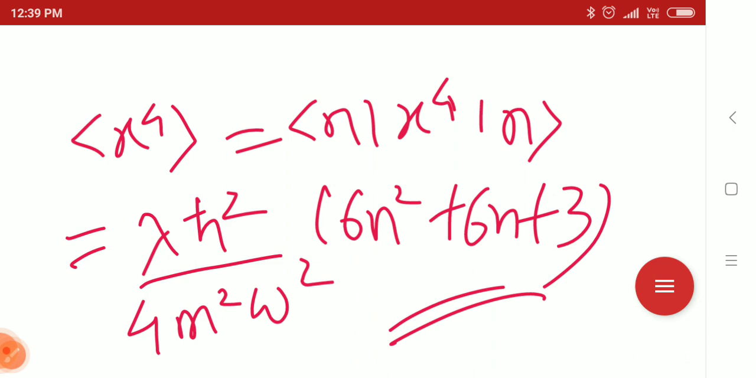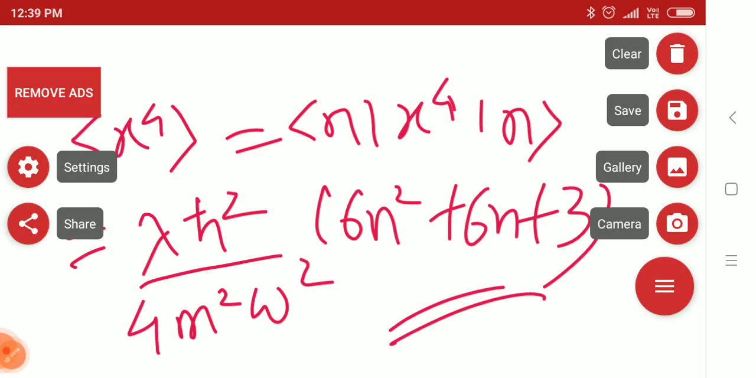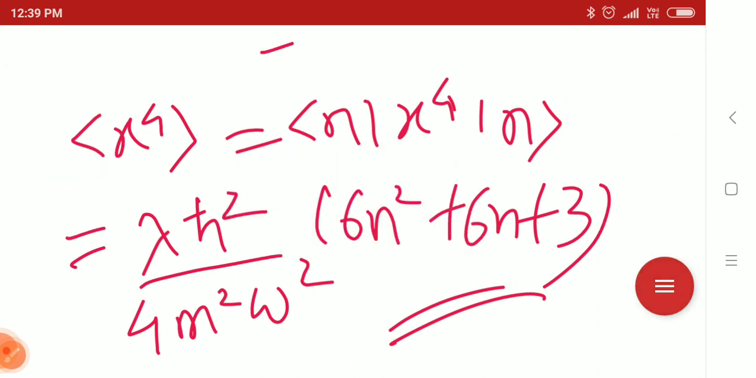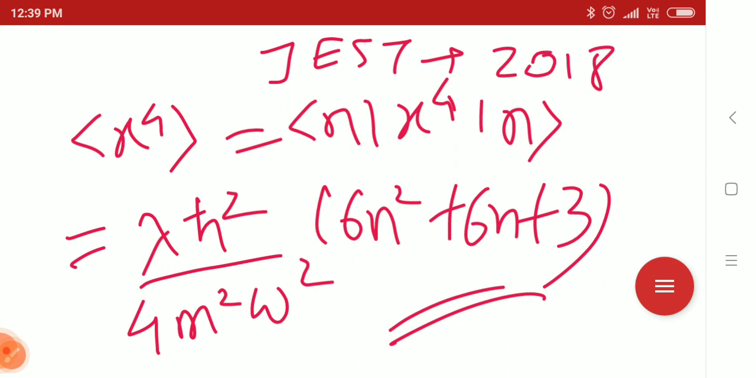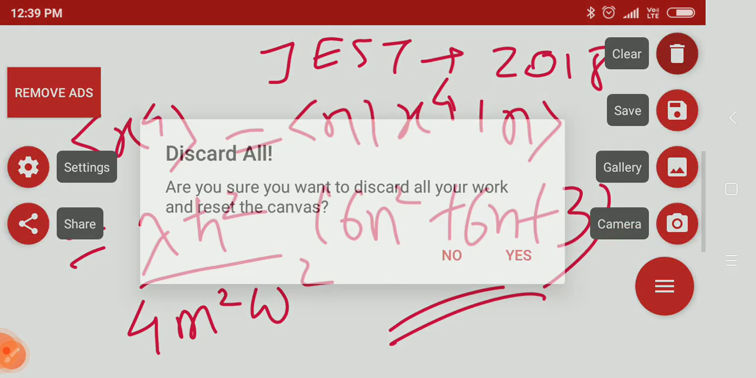So that is today's learning from this question, and it was a quantum mechanics problem from JEST-2018.